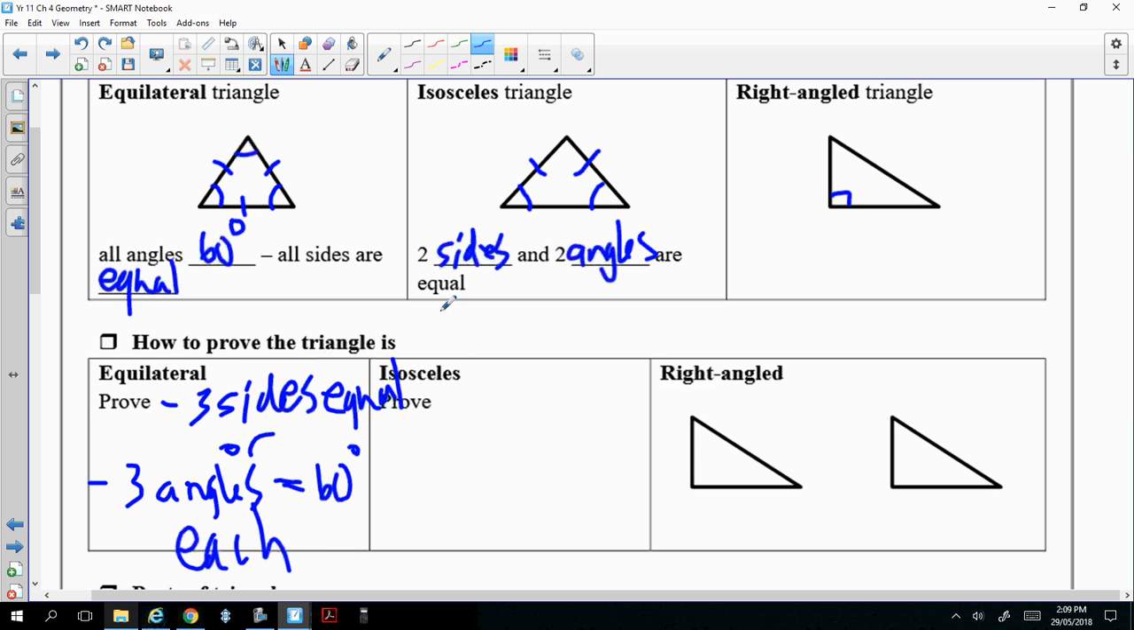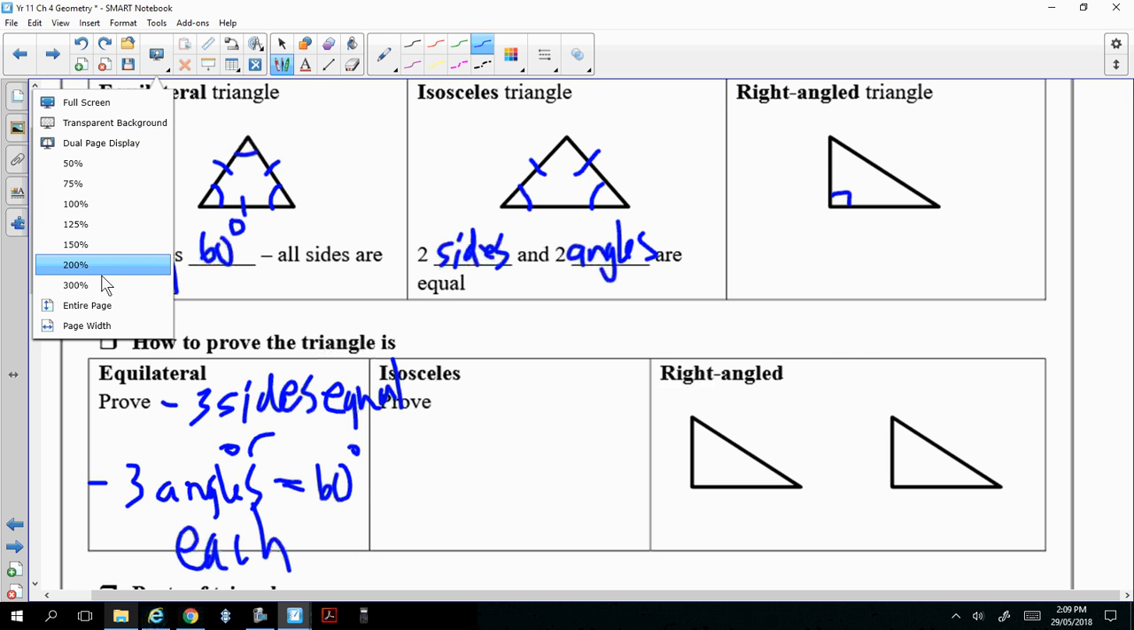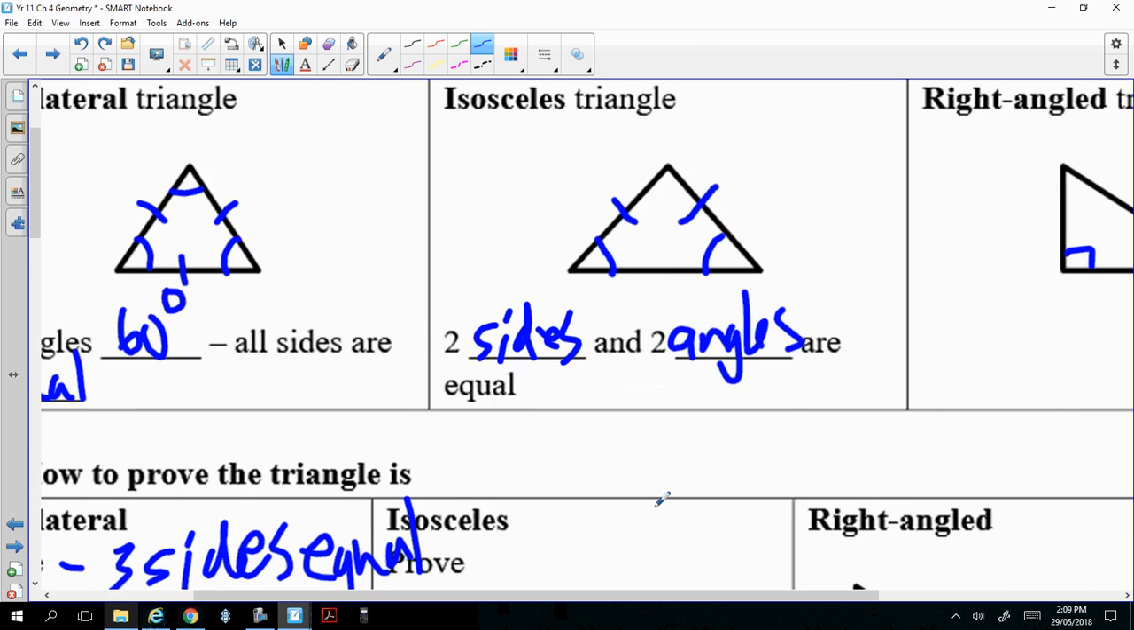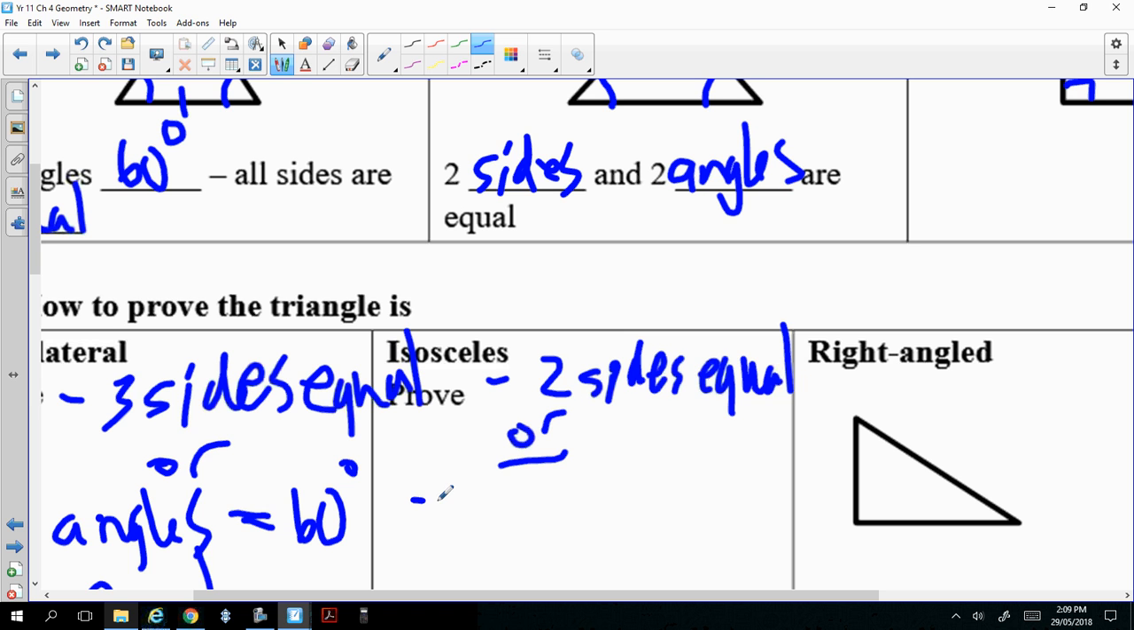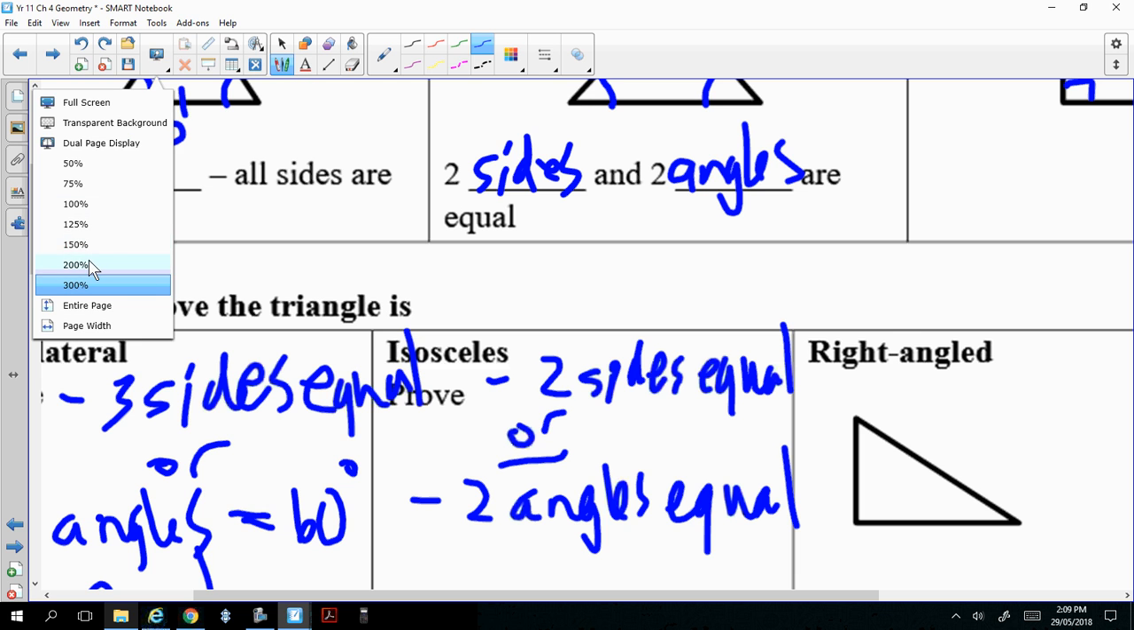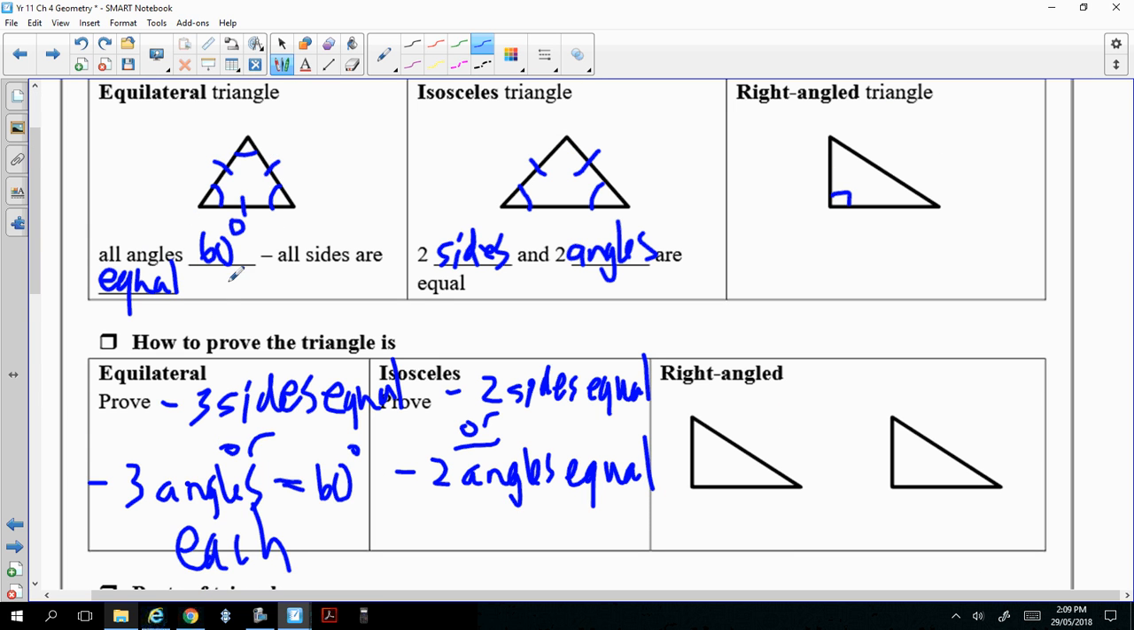How about isosceles? How do I prove isosceles? There are two ways. Two sides equal, or another way, two angles equal. All right, good. So we need to know two things. One is, given it's equilateral, we know these properties. The other is, you have to prove it's equilateral, where you have to prove these properties exist. So there are two different types of questions.